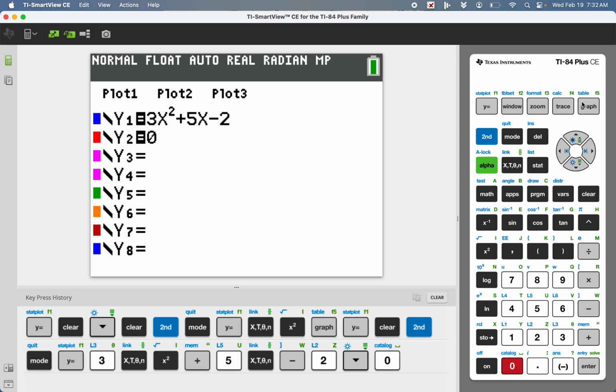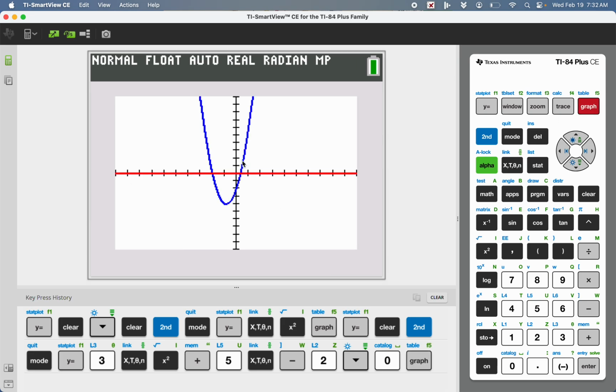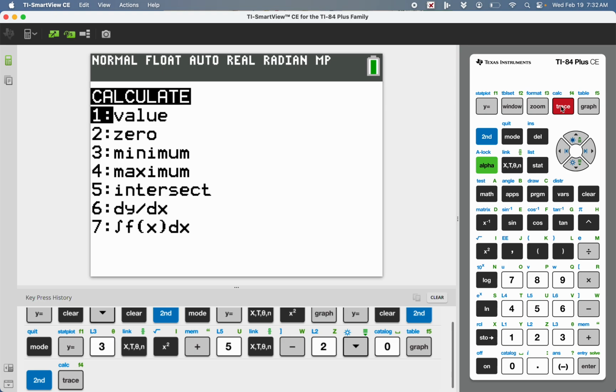From here, I like to graph my equation so I know what I'm looking at. And as you can see, the blue parabola is the quadratic equation, and the red horizontal line is the line y equals 0. So from here, I'm going to go second trace, and I'm going to go down to intersect. This is an alternate way of finding the zeros. So we are going to find the intersection between those 2 points.